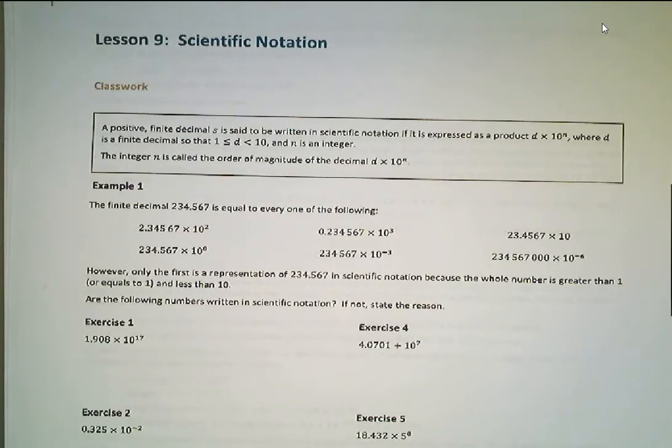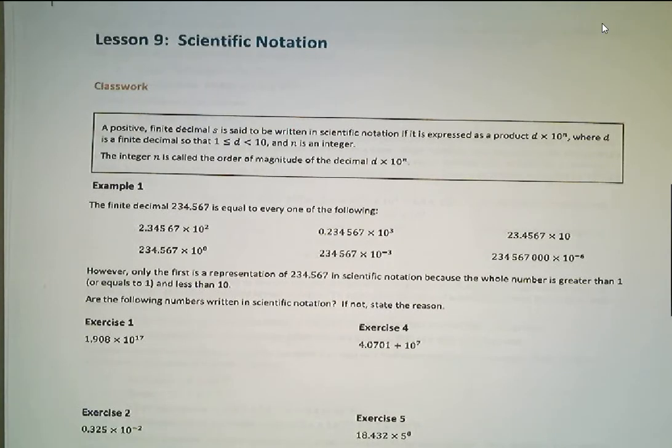So what does it mean? Scientific notation is a notation written in a form where we have a one-digit number multiplied by the power of 10. And that one-digit number has to be equal to or greater than 1 and less than 10. Okay, so it's a one-digit number.